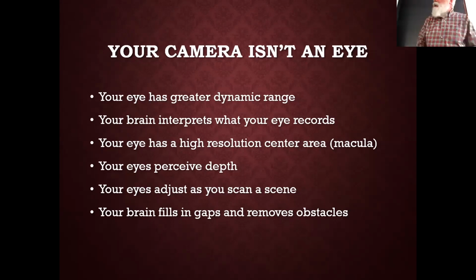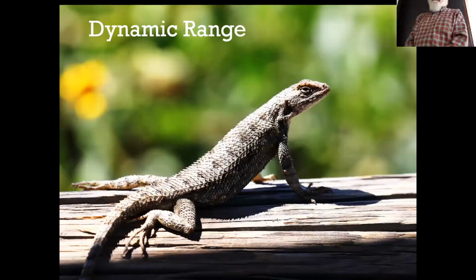So a few examples of what I'm talking about: the dynamic range. This is a lizard on a log in bright sunlight. You can see the back of the lizard. You pretty much don't see any color in it because it's all overexposed. It's got too much light. It kind of gets washed out as white. The belly of the lizard, you don't see much of any color in because it's too dark.